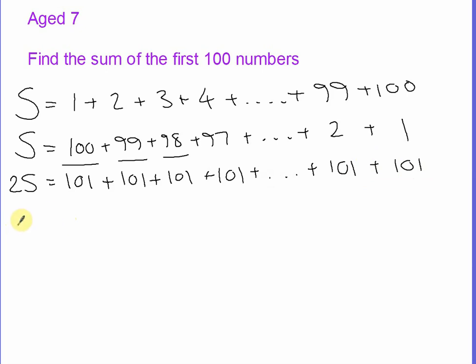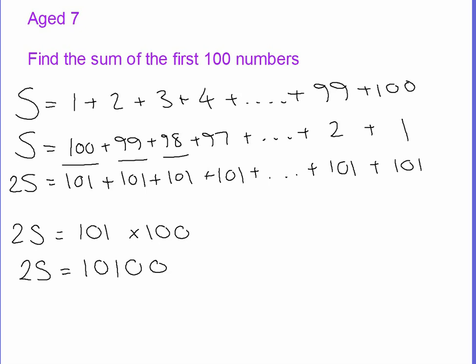So what we have is 2S is equal to 101 times 100. Remember, multiplication is a fast way of adding over and over again. So that's pretty easy. 2S is 10,100, and then we can just halve it. So we get 5,050. So age 7, to be given that problem and work it out in minutes, I hope you agree, is pretty impressive.